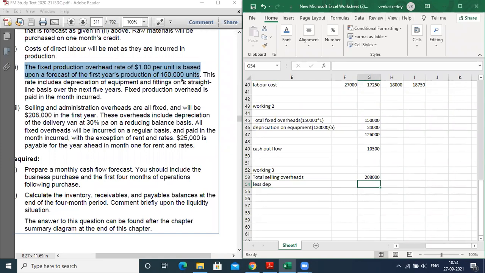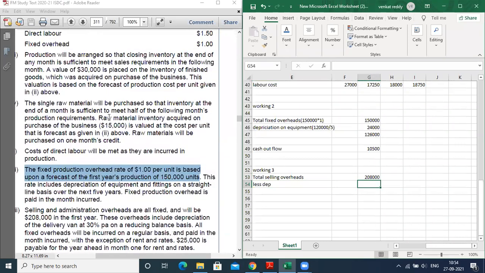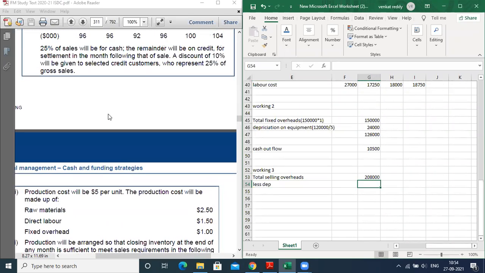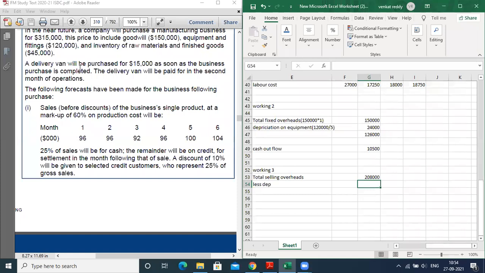So these overheads include a depreciation of the delivery van at 30% on reducing balance basis. So what is the cost of the delivery van? The delivery van will be purchased for 15,000 as soon as the business purchase is completed, and paid in the second month of the operation. So the cost of the delivery van is 15,000, and the depreciation would be 15,000 into 30%. I hope it is clear. So after deducting the depreciation, the net amount is 2,03,500.